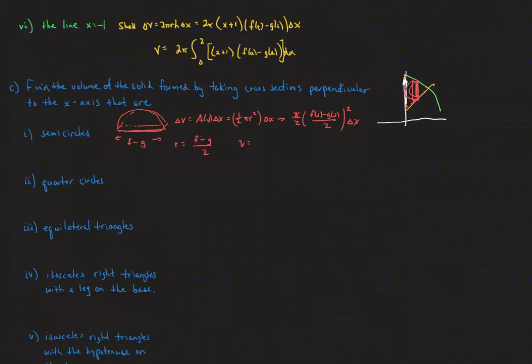So that is going to make our volume. Now when we square that, we can see that that over 2 part is going to get squared as well. So we can pull that all the way outside the integral, joining our pi over 2 to make that a pi over 8. Integral from 0 to 2 of f of x minus g of x, quantity squared, and that will become a dx.